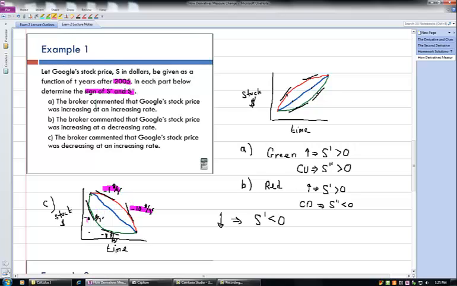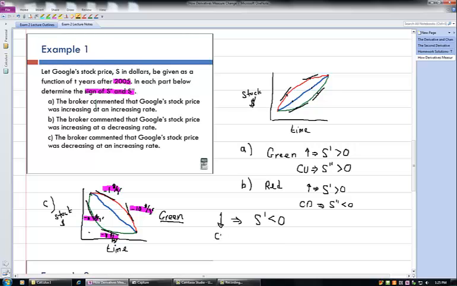Whereas this one down here, I'm going from -$10 a year to -$1 a year. So I'm losing a lot here, but I'm not losing so much here. This number, negative 10, is less than negative 1. So here the rate of change is actually increasing. So it turns out that the answer to part C is actually the green graph, because the rates are increasing. I'm going from negative $10 to a larger number, negative $1, because negative 10 is less than negative 1.